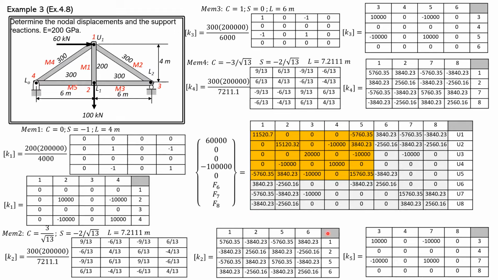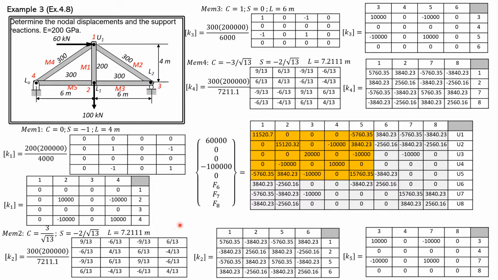It's only here. Row 1, column 5 is negative 5760.35, and this is also negative 5760.35. Then I want you to fill up the rest, so verify that these are the values. I will just concentrate on this 5 by 5 matrix because there are 5 degrees of freedom in our truss here. We'll concentrate on this because we're going to invert this 5 by 5 matrix.